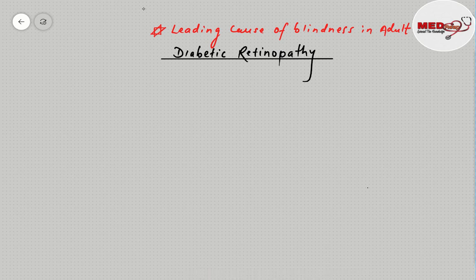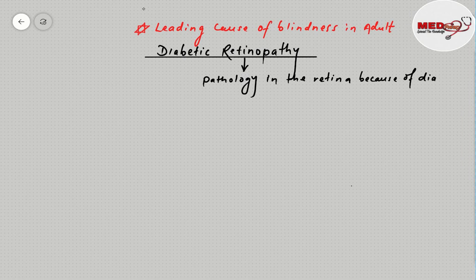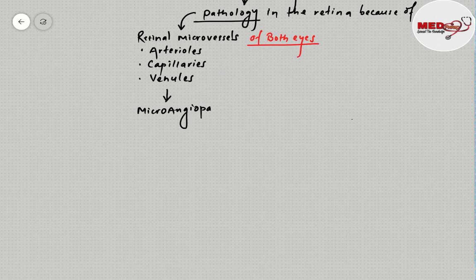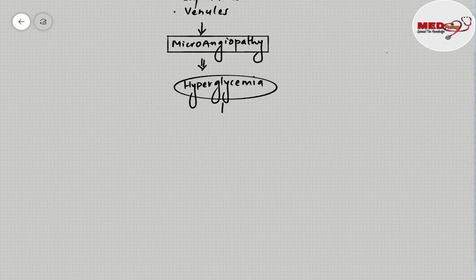The name diabetic retinopathy suggests that there is pathology in the retina because of the diabetes. And this pathology lies in the retinal microvessels of both eyes. These microvessels are arterioles, capillaries and venules. So this pathology is called microangiopathy. The cause behind this microangiopathy is hyperglycemia.